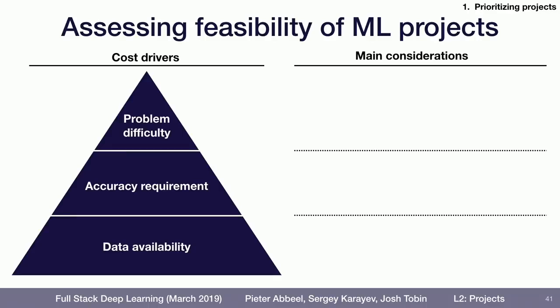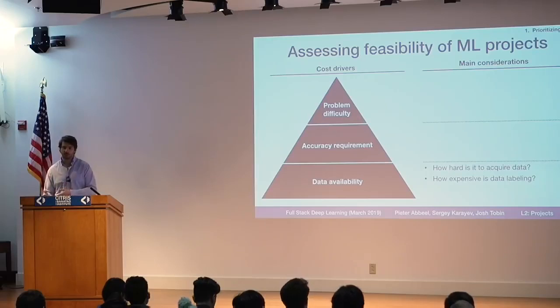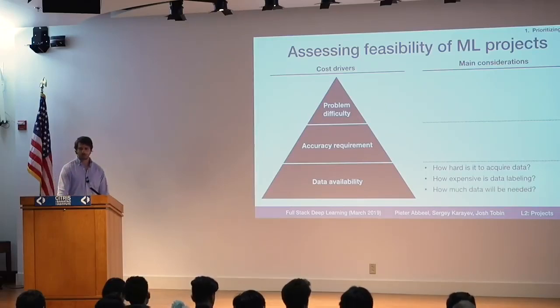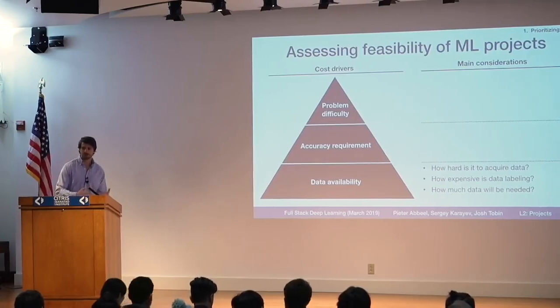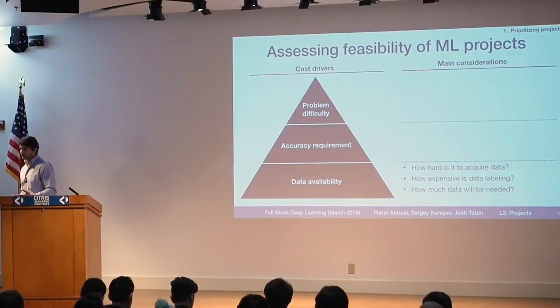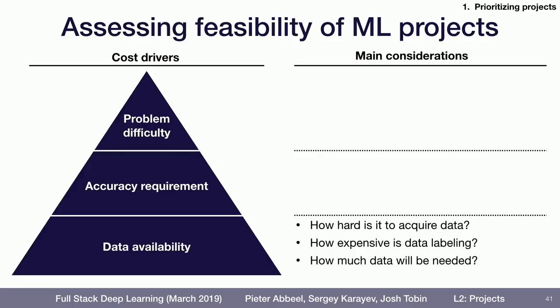And so the main things to think about here for data availability is, how hard is it to get data in the first place, but also how expensive is it to label? If you need expensive experts, it's going to be more expensive to label. If you can get labels automatically, it's going to be very cheap. And then just how much data will you need overall? For some problems, you can do well with tens of thousands of examples. For other problems, you might need hundreds of millions.